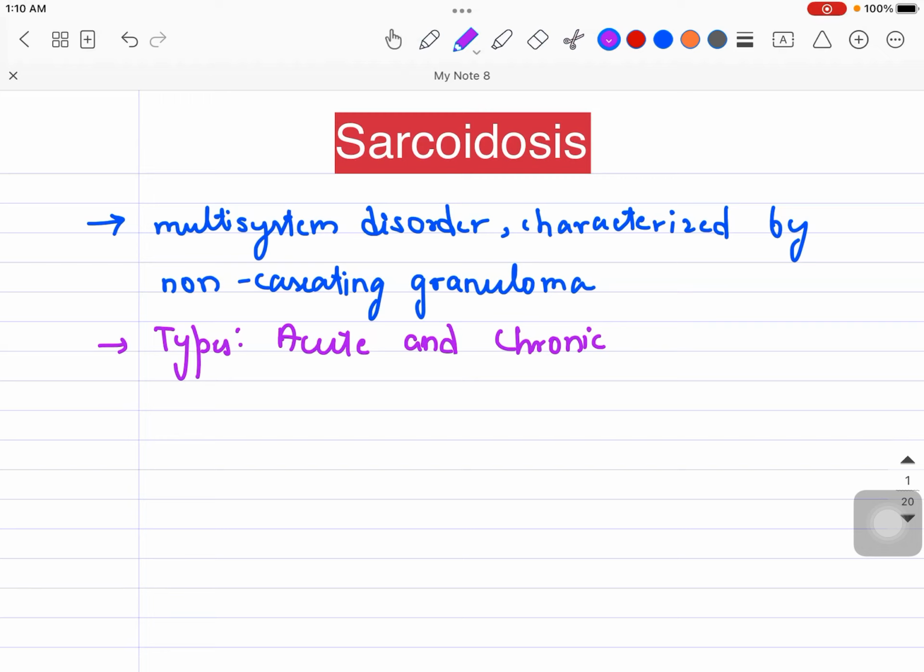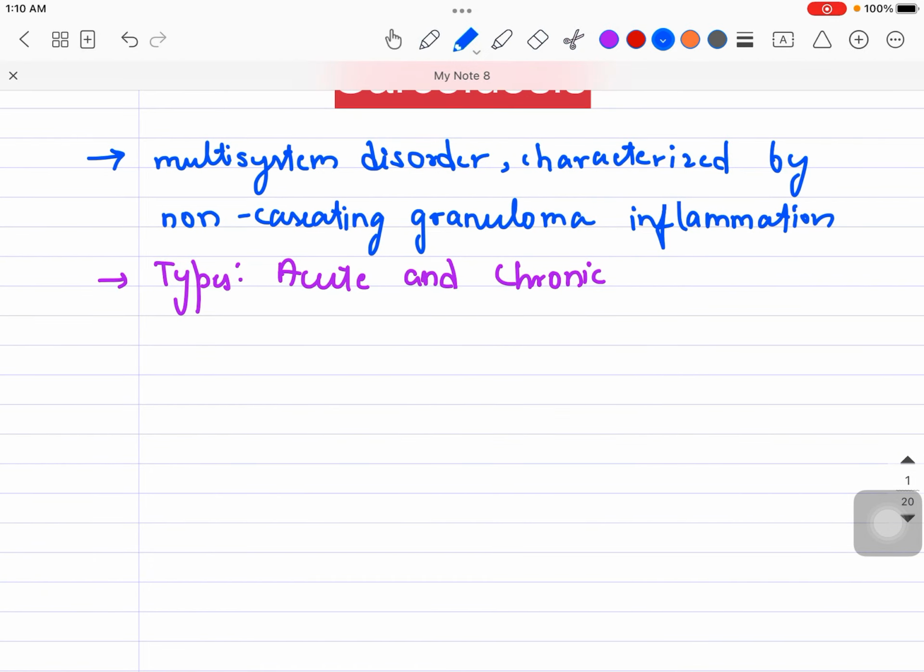So this is a multi-system disorder. Multiple systems will be involved. The most commonly involved system will be the lung. And it will be characterized by non-caseating granulomatous inflammation, right? Just adding inflammation as well: non-caseating granulomatous inflammation.